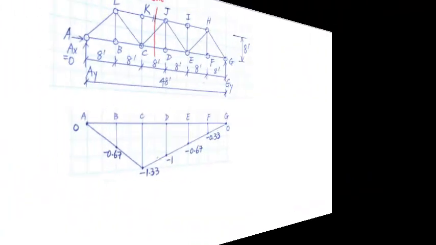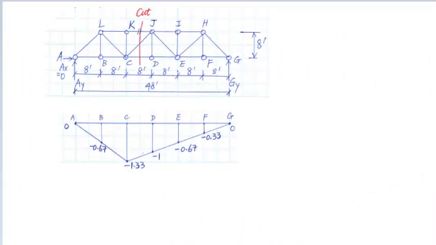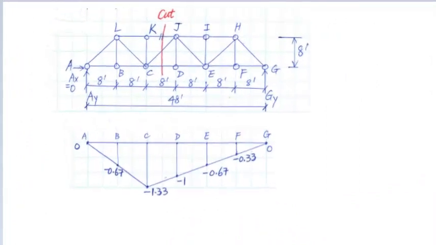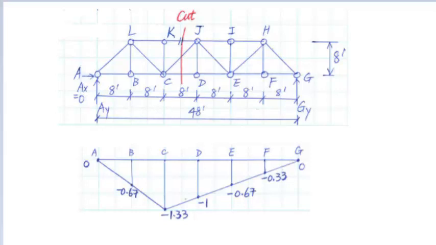Last, we will draw the influence line of the member force in Kj. According to the table, we put the values of Fkj at each corresponding point and connect these points with straight lines.